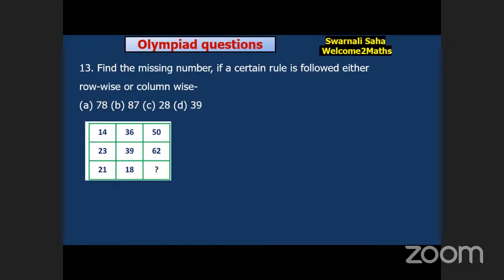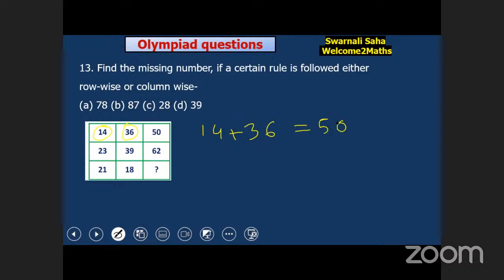Okay, let's check the answer then. You see here it is 14 and 36. So whenever you add in a row wise or column wise question, always check the question. Okay. So here we have 14 and 36. Now whenever you add 14 plus 36, you will get 50. Always check the bigger number. So it is 50. Whenever we add the two numbers, you will get this number.